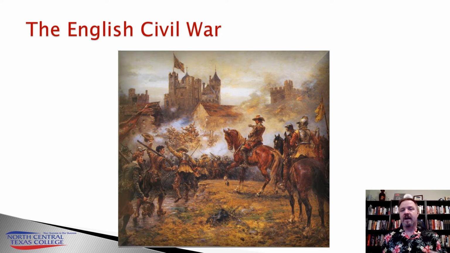Now, you remember Elizabeth I was the last of the Tudor queens, right? She died without any children, and there was the succession crisis that led to James VI of Scotland becoming James I of England, okay? Now, he's going to die in 1625, okay? He will be succeeded by his son, Charles. Charles will become Charles I.